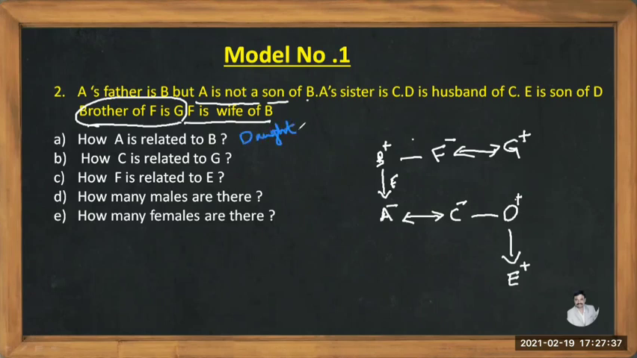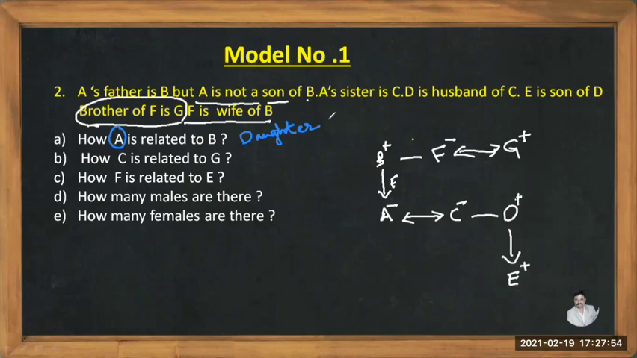Even they may confuse in the questioning also, my dear friends. How A is related to B means we need to find the relation from A to B. If it were how B is related to A, then father. The order is also the most important thing here.